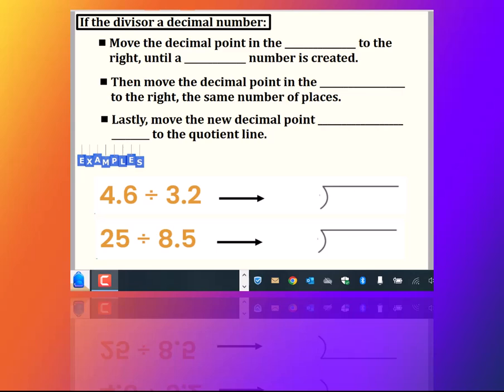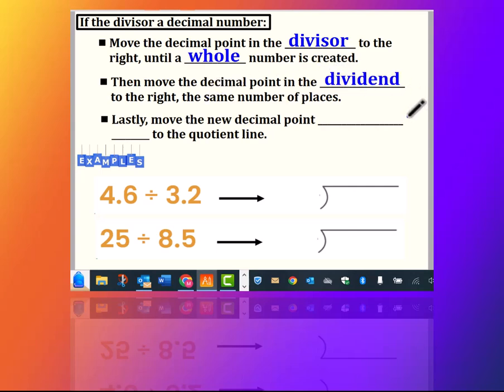But what if the divisor is a decimal number? If the divisor is a decimal number, we're going to move the decimal point in the divisor to the right until a whole number is created. This is the same as multiplying by powers of 10. You're multiplying to increase the place values. Then we move the decimal point in the dividend to the right the same number of places. What you do to the divisor, you have to do the same thing to the dividend. Lastly, you move the new decimal point straight up to the quotient line.